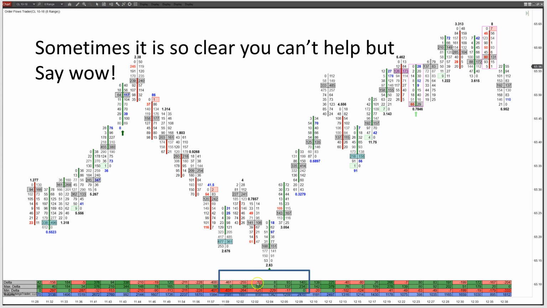Next bar, minus 62 delta. Okay, so it's telling me it's still negative. Market's still under pressure. Sellers are still in control. So minus 62 tells me there were 62 more sellers than buyers in that bar. And then boom, you hit the low.